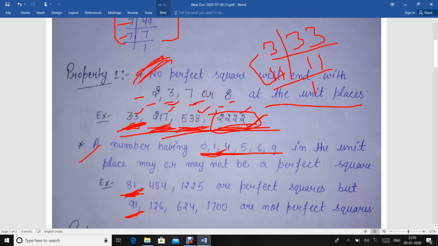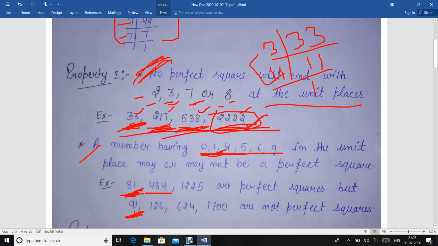But 91 is not a perfect square. You can do the prime factorization of 91 and you will find that the grouping of prime factors will not make any pair, so it is not a perfect square even though it contains 1 at the unit place.